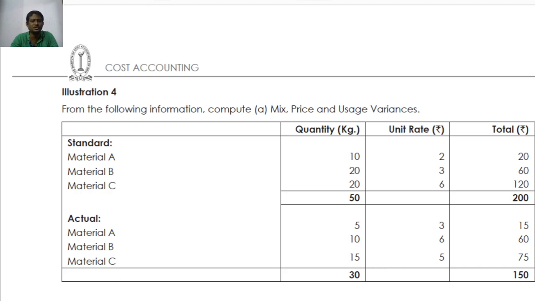What is standard ratio in this question? What is material A, B, C proportionate? 1:2:2. That is 10:20:20. 20 becomes 1:2:2. In this ratio, we have to allocate the actual material used. What is actual material used? 5 plus 10 plus 15, how much? 30. This 30 kgs should be proportioned in the ratio of 1:2:2.